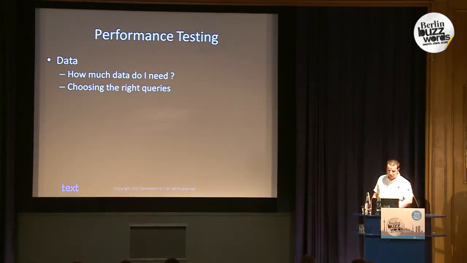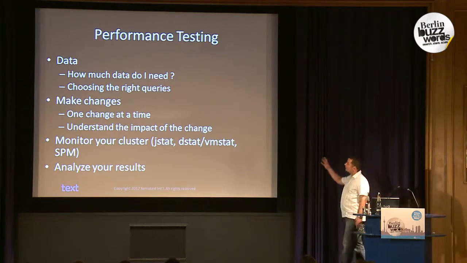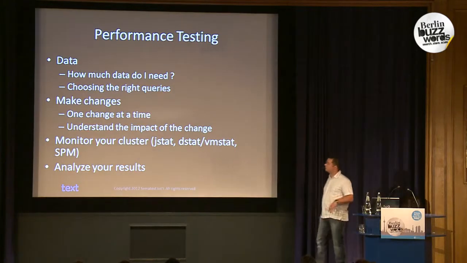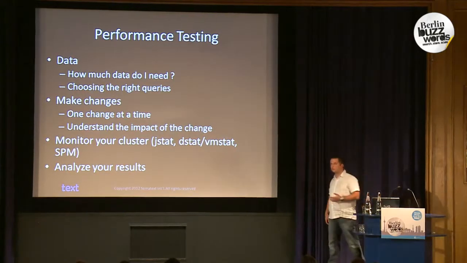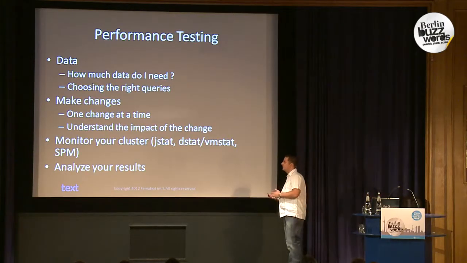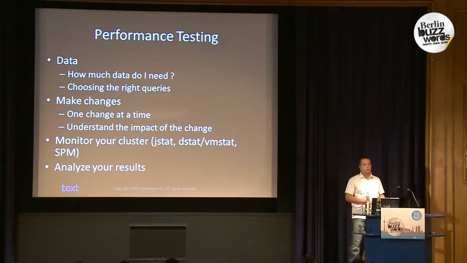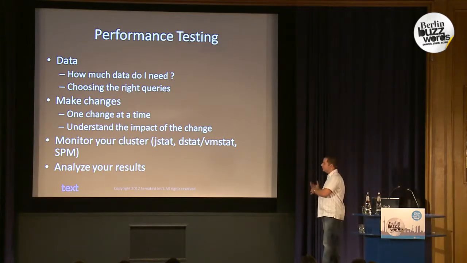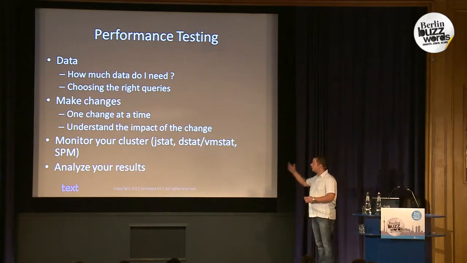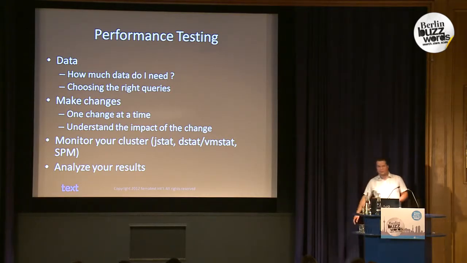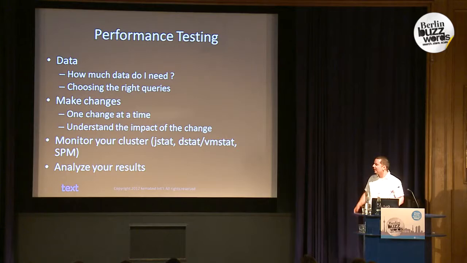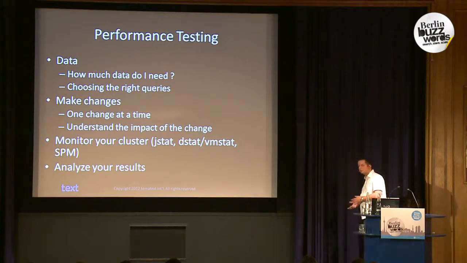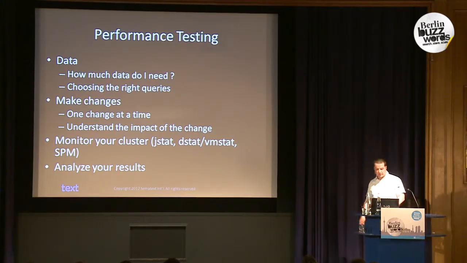I think I don't have much time left, but let's do one more thing. For performance testing, you need to ask yourself a few questions. How much data do you need, and what queries do you need for performance testing? Make changes one at a time. Understand the impact of a single change so you know which change affected which parts of your system. Monitor your cluster during the performance testing, with JSTAT, DSTAT, or VMSTAT, or, for example, with our Scalable Performance Monitoring. Analyze your results. Always analyze your results. Don't take them as they are. Look at them, see what happened, and why that happened.